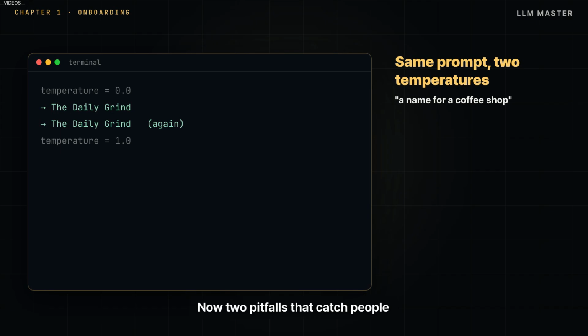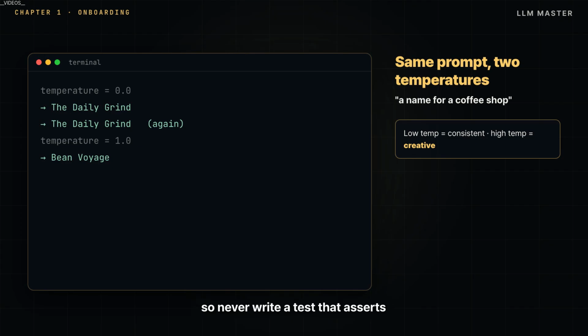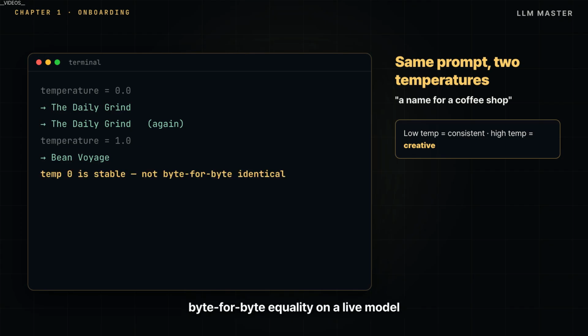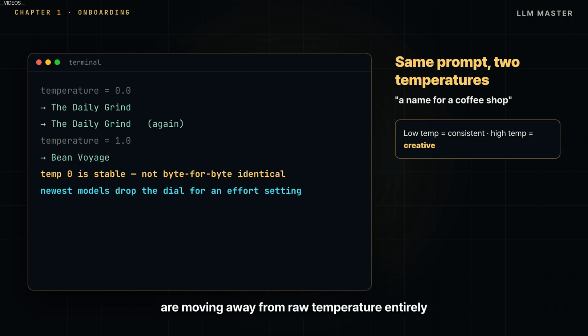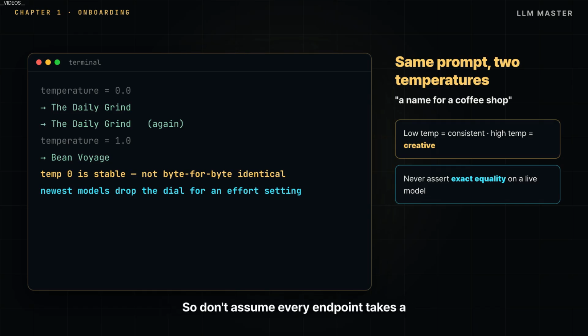Now, 2 pitfalls that catch people. First, temperature 0 is stable, but it is not a guarantee of identical output. Batching, hardware, and model updates can all introduce tiny variations, so never write a test that asserts byte-for-byte equality on a live model. Second, and more current, the newest frontier models are moving away from raw temperature entirely. Instead of a randomness dial, they expose things like an effort setting and let the model decide how much to deliberate. So don't assume every endpoint takes a temperature. Check the docs for the model you're actually calling.